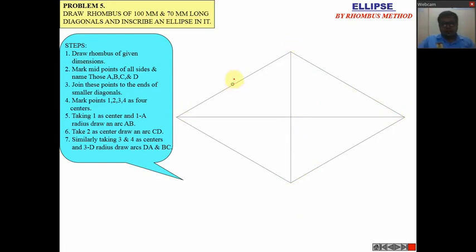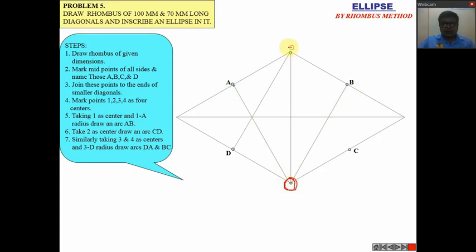Then next, find the midpoint of all these four sides, something like this. All these are indicating the midpoints. Now what you have to do is mark them as A, B, C and D. Then mark the other corners, something like this. From this corner, you have to join the opposite two midpoints, that is A and B.